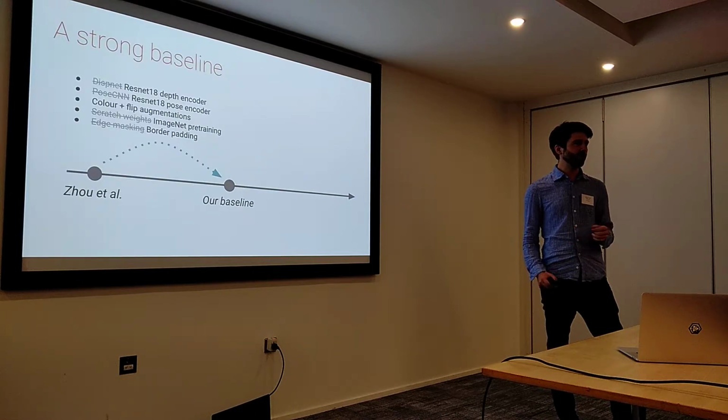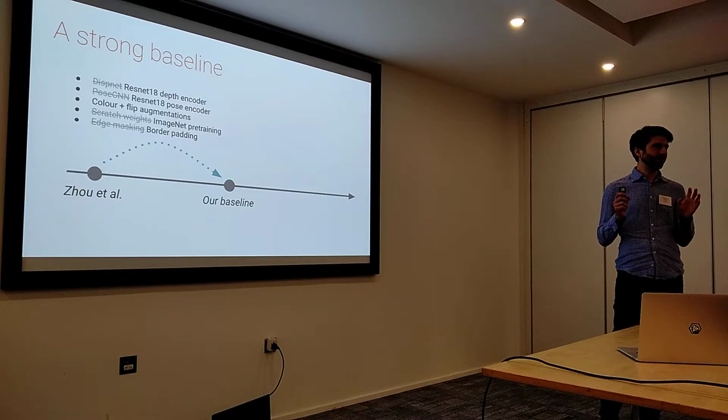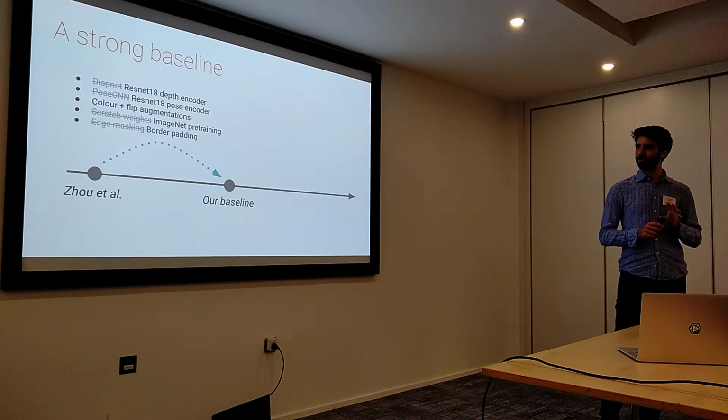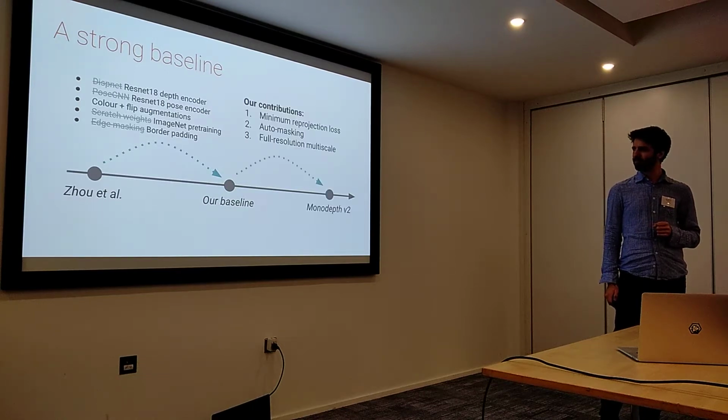In our experiments, we use a strong baseline. So we do sensible things. We use a good depth encoder. We use a good pose encoder. That's really important. We do good augmentations. We use ImageNet pre-training. We do sensible border padding. And this is a good baseline system. And then our contributions are evaluated on top of that.